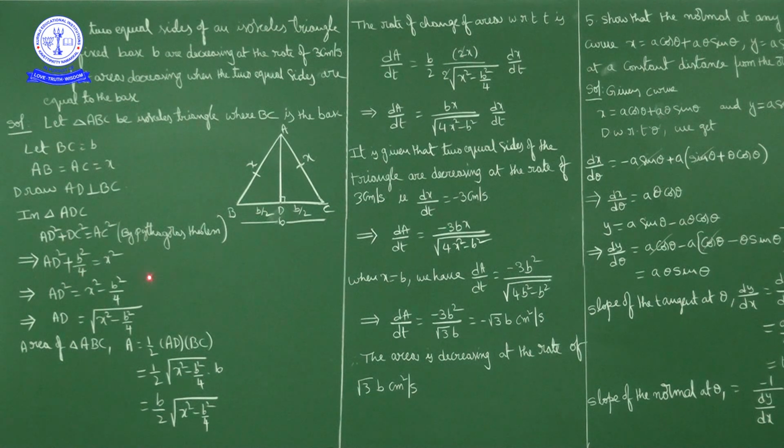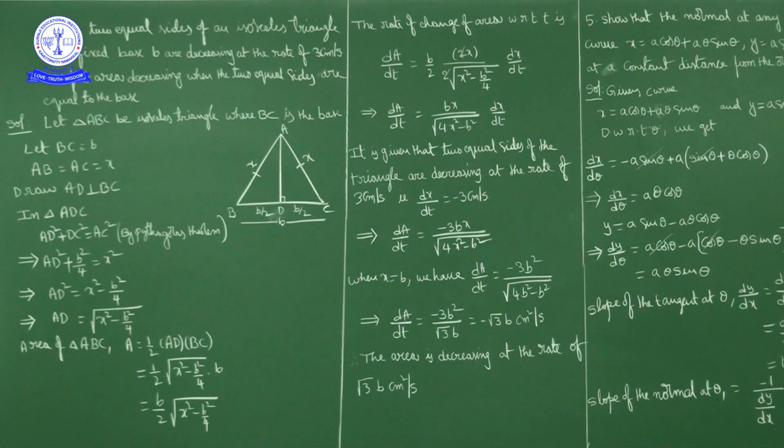If you write this term on this side, we get AD square is equal to x square minus b square by 4. So AD is equal to, taking square root, the square root of x square minus b square by 4. Now we have to find the rate of change of area when the base is equal to the equal side.